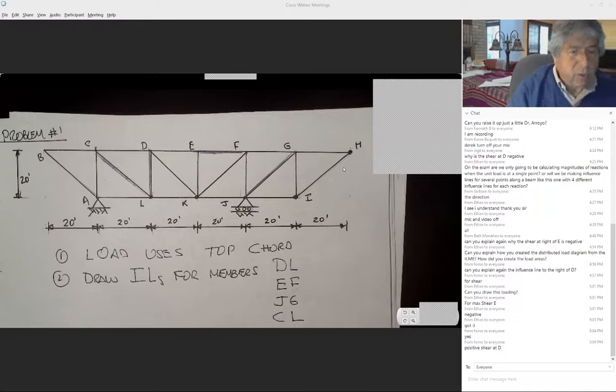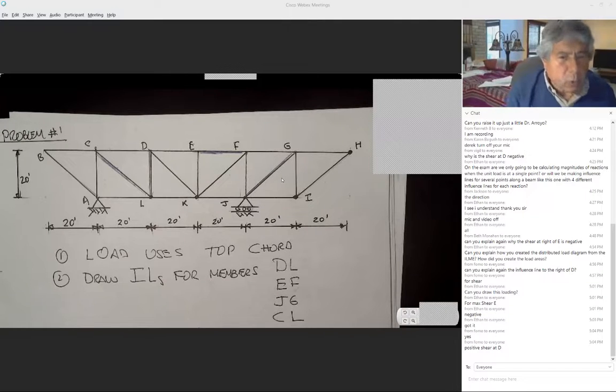So at each joint, if they are using the bottom portion, we will put the load at the bottom portion. But then here it said the load uses the top chord. And then we want to draw the influence line for the member DL, this one. For member EF, that is the top one. For the member GJ, that is this one. And CL. We have to do one at a time. I'm going to do this one, this one, this, and that.